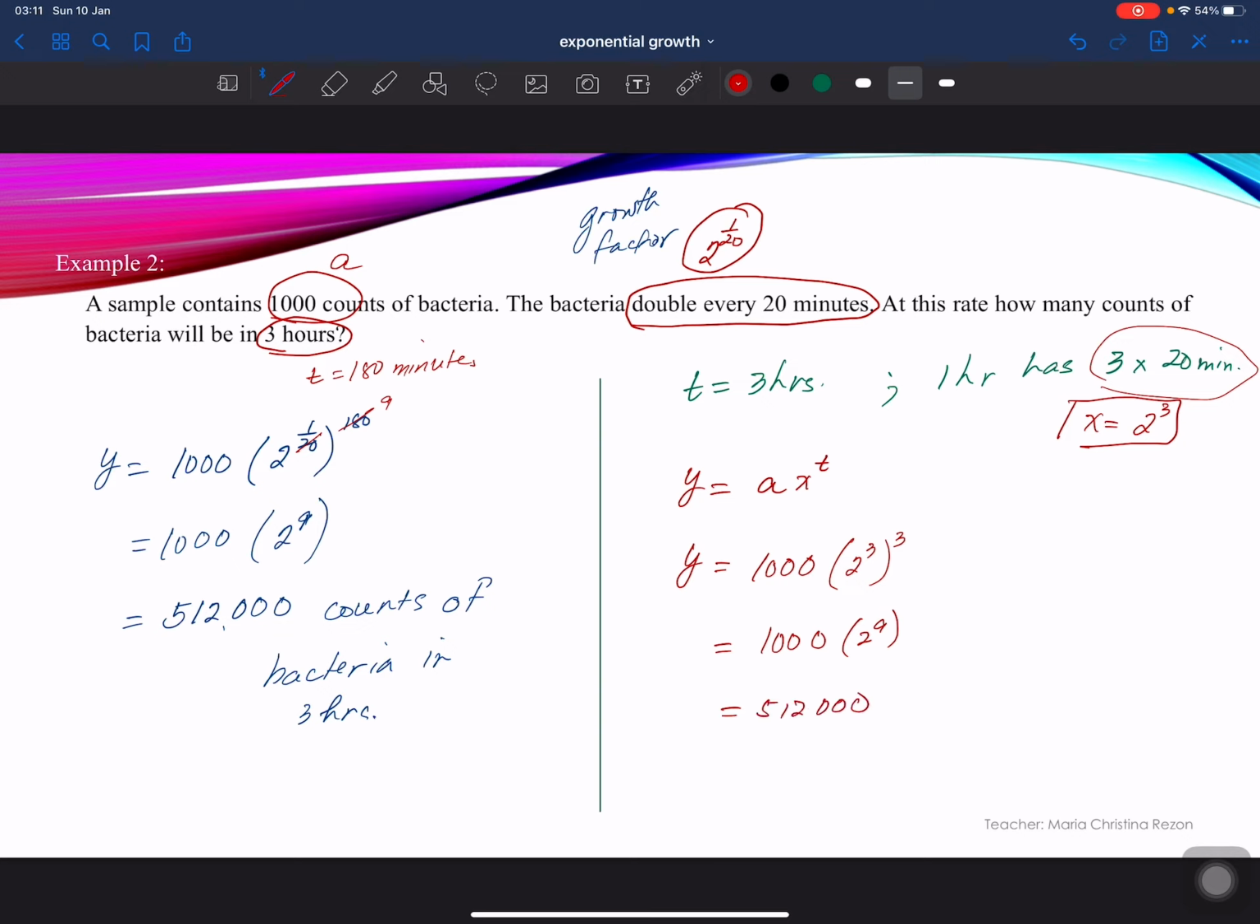And they're the same. You can use that. Either of these will do, but it's up to you which one you would prefer, as long as you will be able to determine your growth factor. So like 1 hour has 3 20 minutes. So every 20 minutes it doubles. So it doubles 3 times. So that would be 2 times 2 times 2, which is 2 cubed.